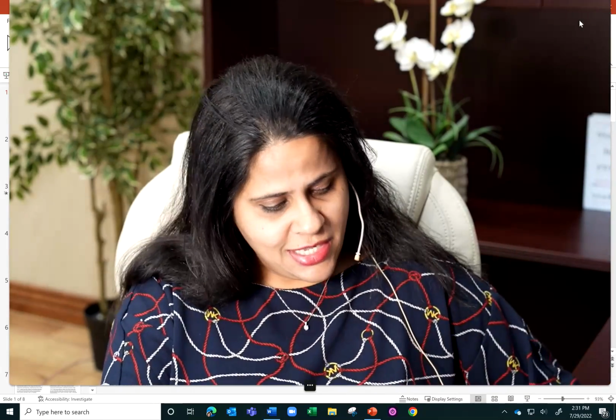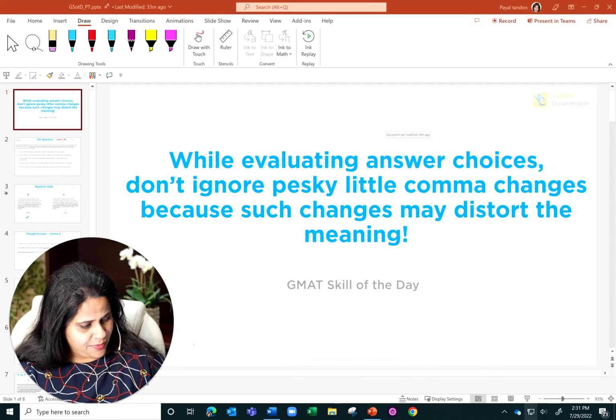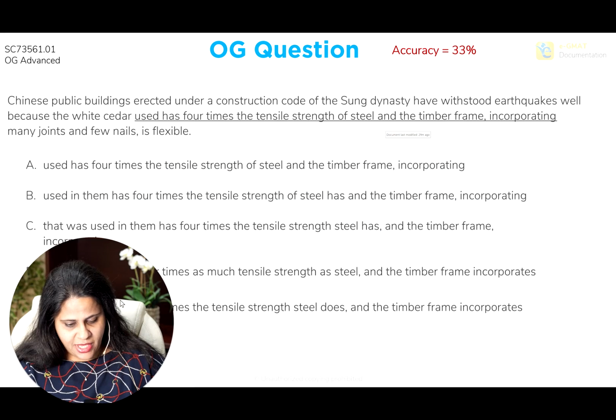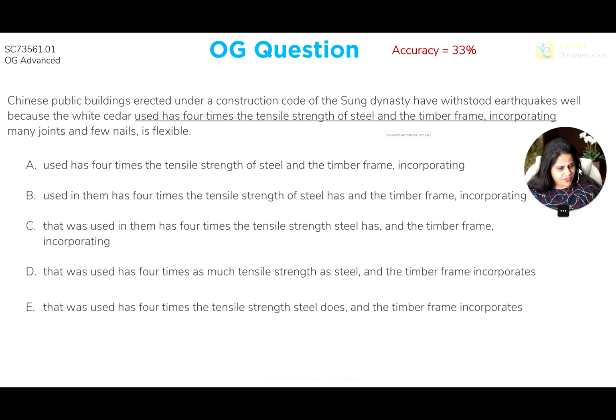Okay, so let's look at what I mean by that. What I want you to do is solve this official guide question. This is from OG Advanced. I want you to pause this video, solve this question, and just so you know, it's a pretty difficult question. The accuracy of this question is 33%. About a third of test takers answer this question correctly. So pause this video, solve this question, and let me know what you think about it.